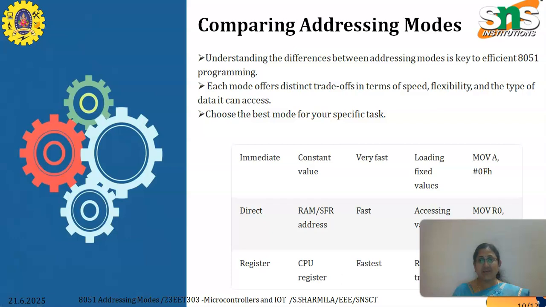Now comparing the addressing modes: we saw immediate addressing, direct addressing and register addressing. Immediate uses constant values, direct uses RAM and special function register addresses, and register uses CPU registers. Immediate gives very fast operation, direct gives fast operation, and register gives the fastest operation. Immediate uses the hashtag symbol for loading fixed values like 0FH, direct is for accessing variables, and register is for transfers such as from R1 to the accumulator A.